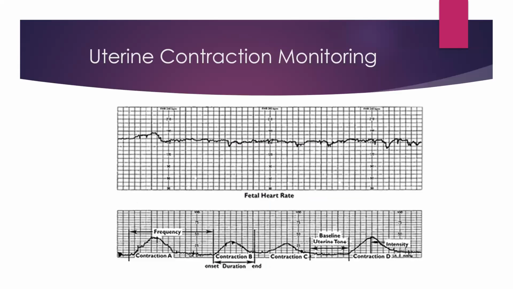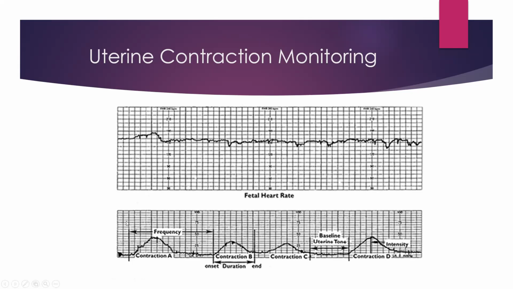So right here, we can see what uterine contraction monitoring looks like. Just to give you an idea, up here is the fetal heart rate monitoring, and the lower boxes are the contraction monitoring. It's always going to be the same on every fetal monitoring system. You're going to have the fetal heart rate up top, and the contraction monitoring on the bottom. As I was talking about, we have 4 contractions that we can look at and compare.